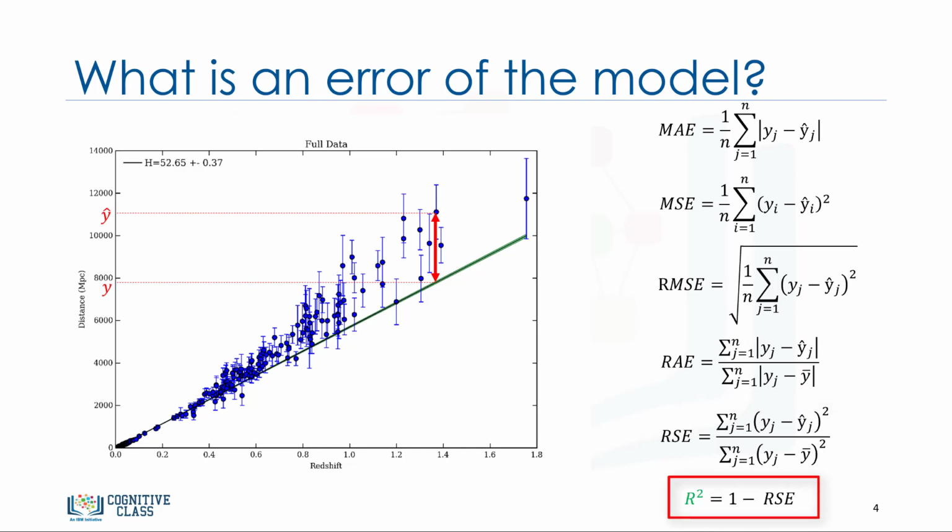R-squared is not an error per se, but is a popular metric for the accuracy of your model. It represents how close the data values are to the fitted regression line. The higher the R-squared, the better the model fits your data.